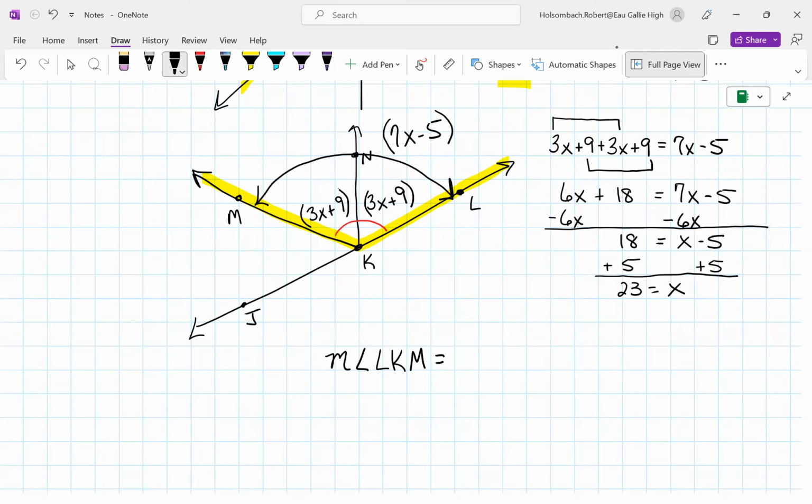Well, if LKM was equal to 7x minus 5, then the measure of LKM is equal to 7 times x, which is 23, minus 5. $156.